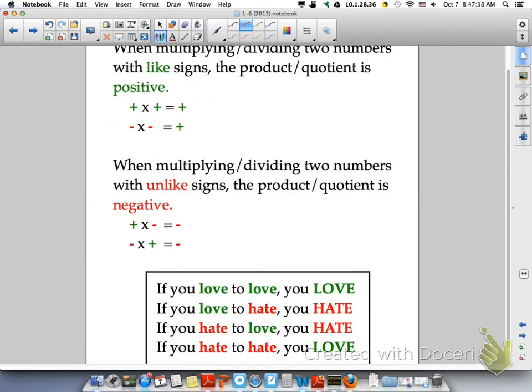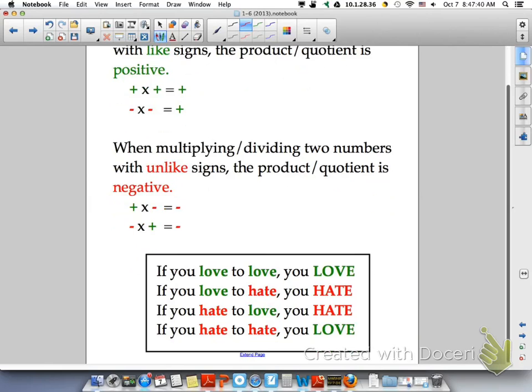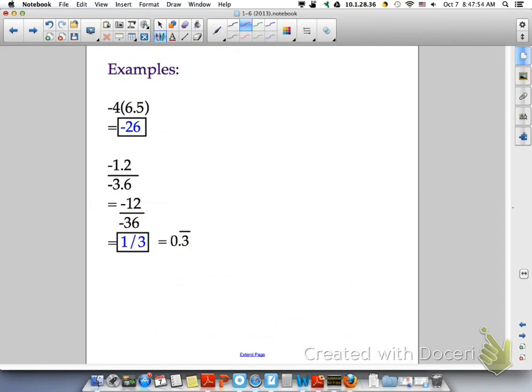And we learned this last year. If you love to love, you love. If you love to hate, you hate. If you hate to love, you hate. And if you hate to hate, you love. Someone should make a rap song out of that.